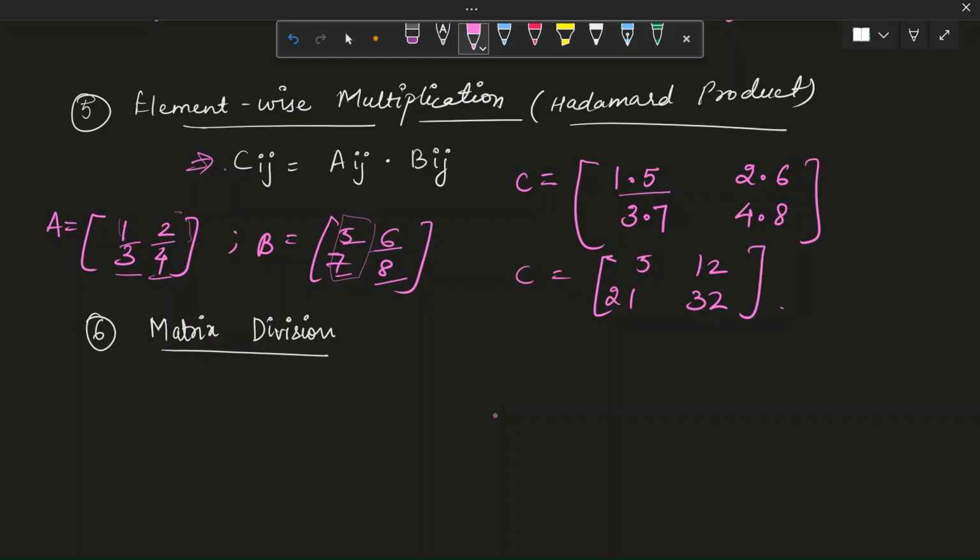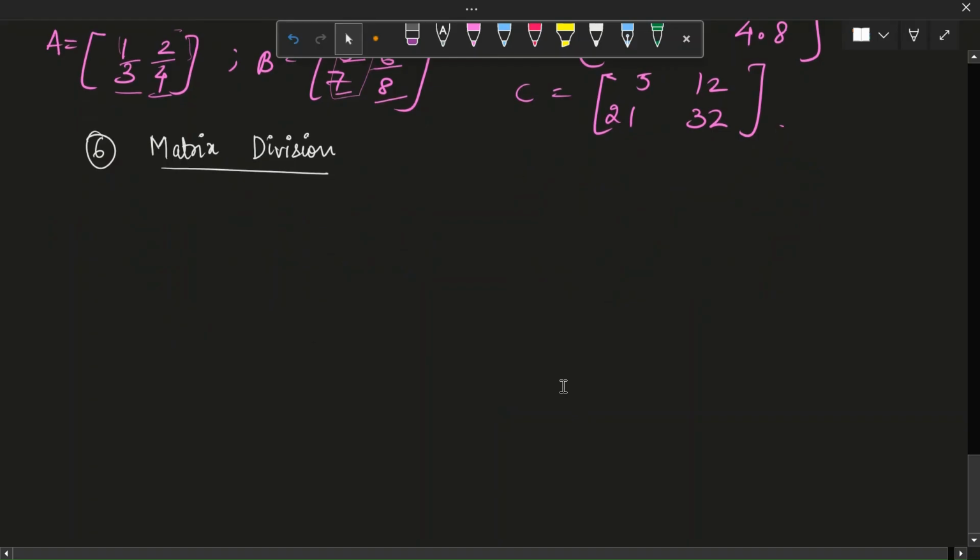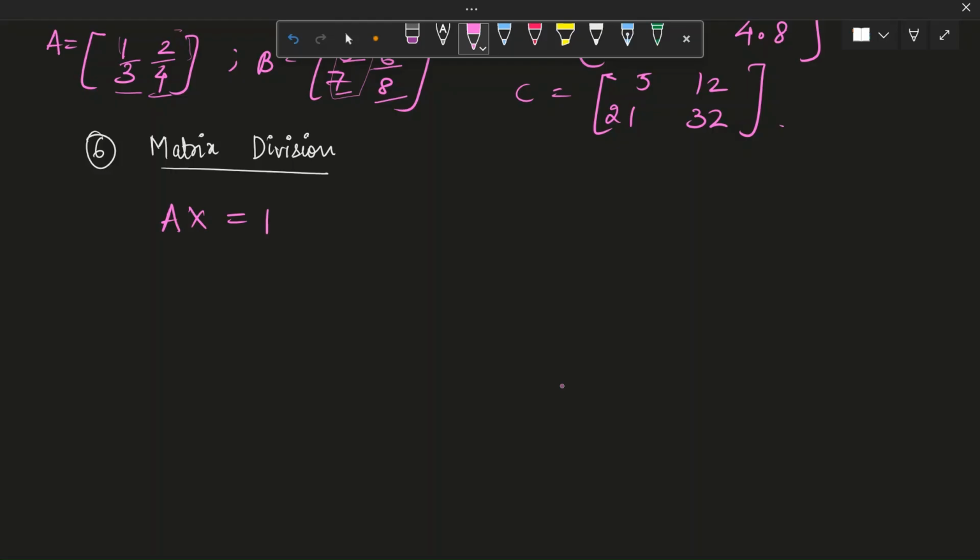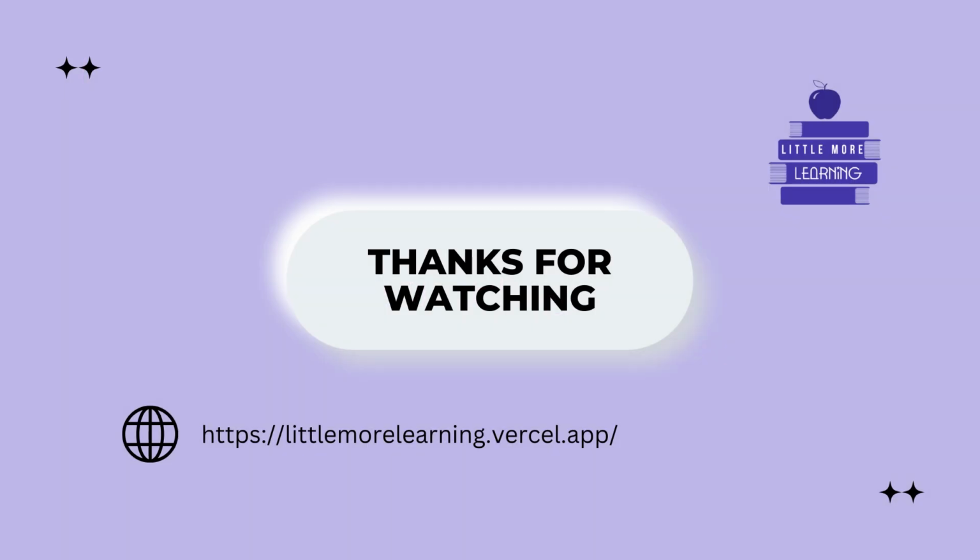Now, the last operation that we have for matrices is matrix division. Matrix division is not directly defined but can be interpreted as multiplying by the inverse of a matrix. So for example, if we have AX equal B, it involves calculating X, that is A inverse B, only if the inverse of matrix A exists. So that's it for today's video.